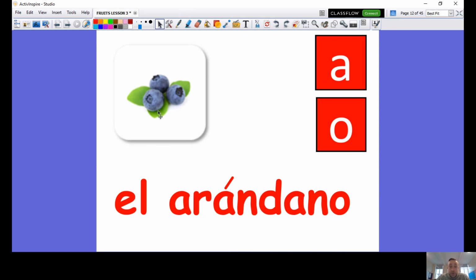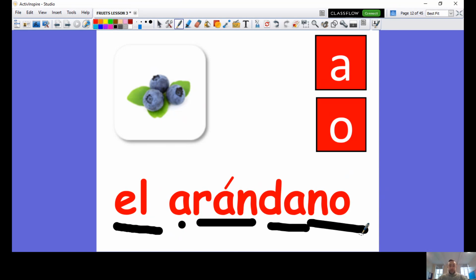Our next fruit are, I love these fruits. These are called blueberries in English. They're very good for you. In Spanish, very different name. Let's have a look at it. My turn, your turn. El arándano. Try and put that together.